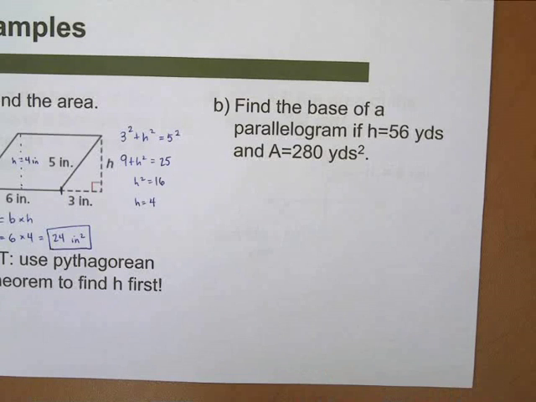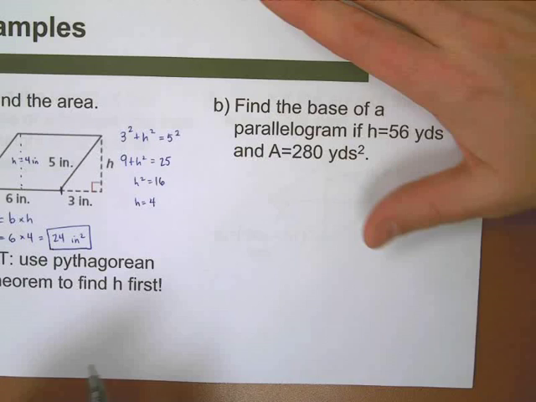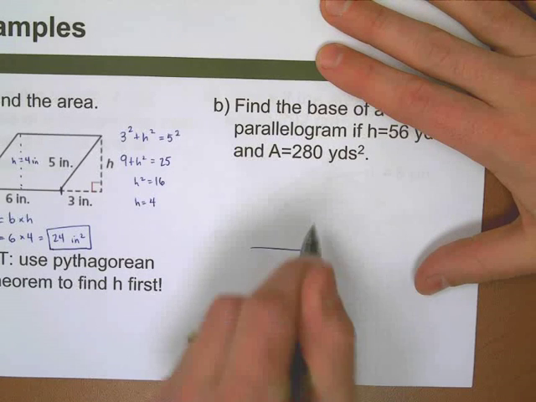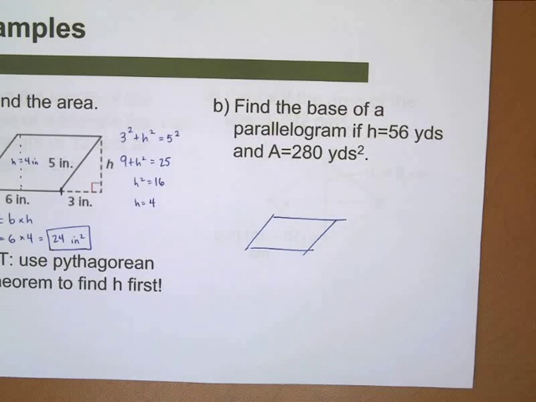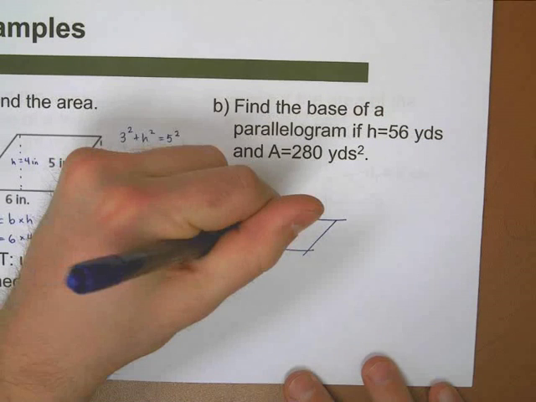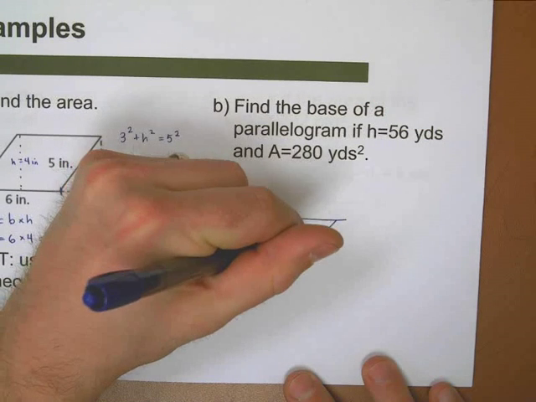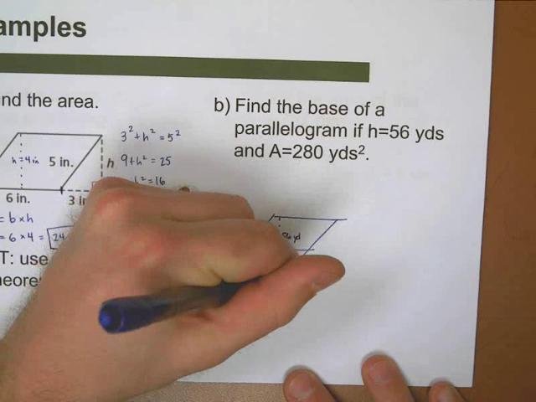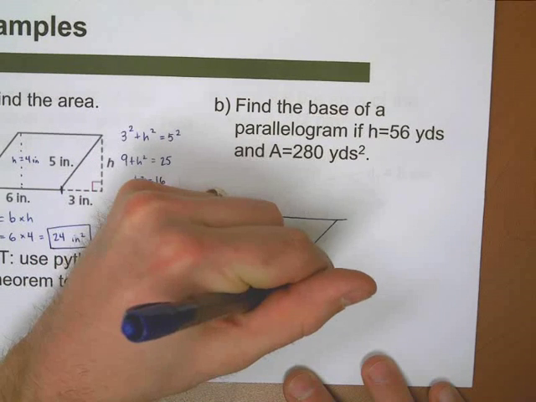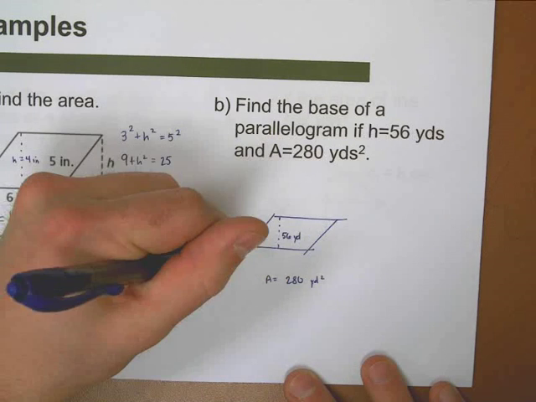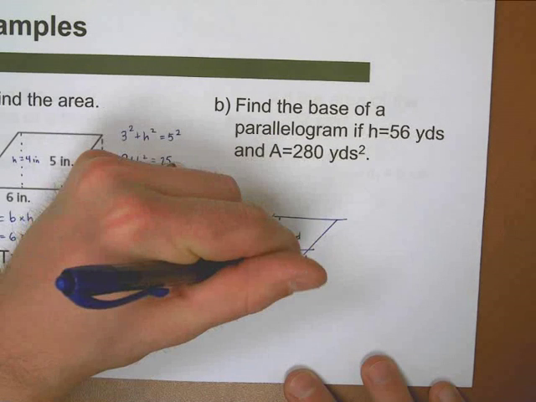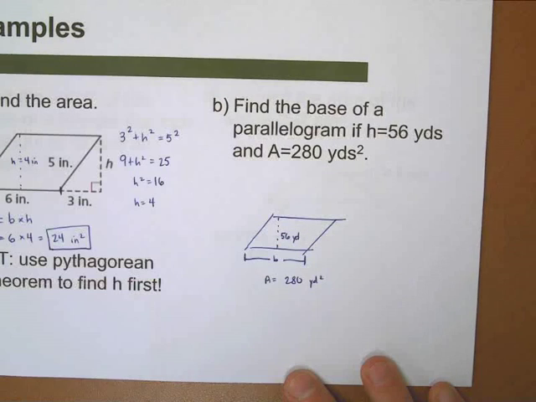Over here, find the base of a parallelogram if the height is 56 yards and the area is 280 square yards. So here we go. Let's draw a quick sketch. You don't have to be a good artist, just have to get pretty close. There's my parallelogram, right? Here's what I know. The height is 56 yards. And the area overall is 280 square yards. Well, for a parallelogram, oh, by the way, we're looking for the base. Might not be a bad idea to go ahead and just label what we're looking for. We're looking for that dimension right there.